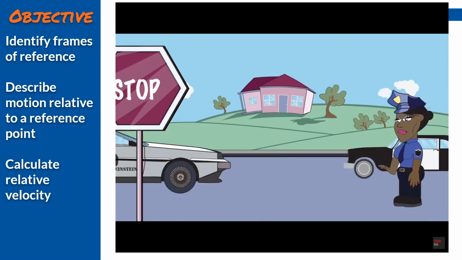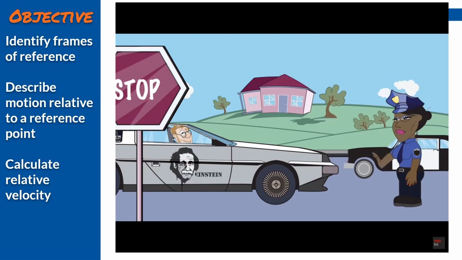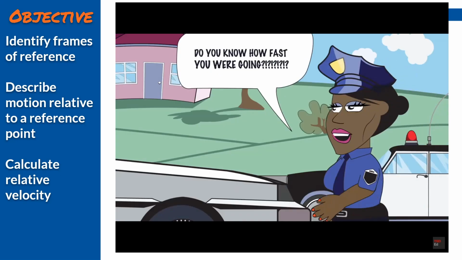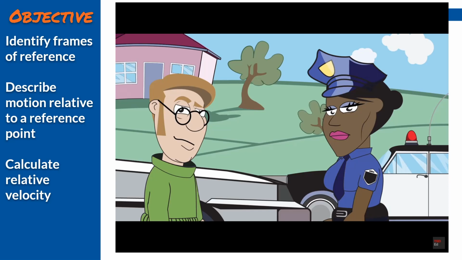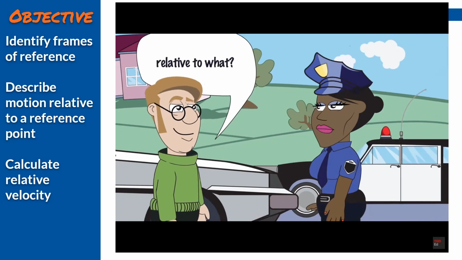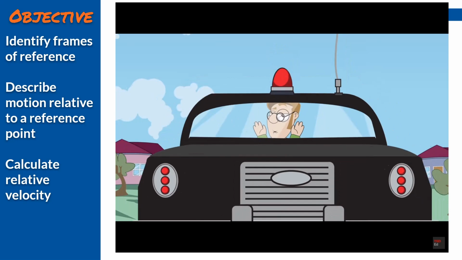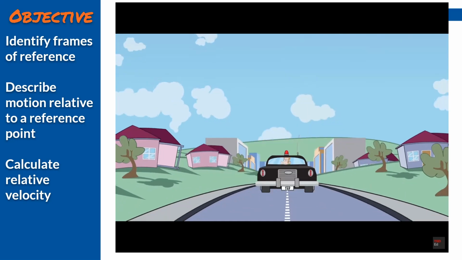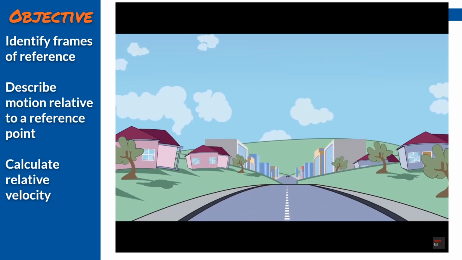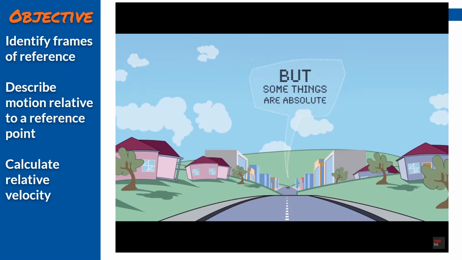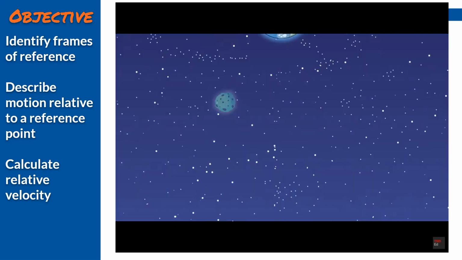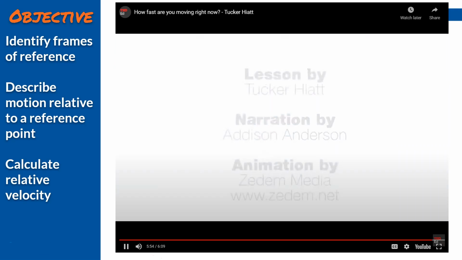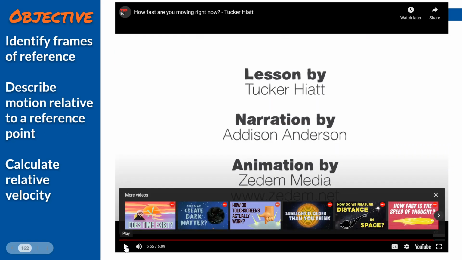If a police officer ever pulls you over for speeding and asks, "Do you know how fast you were going?" an insightful, though perhaps unwise, reply would be, "Relative to what?" And then, as you sit in the back seat of the police car and feel it accelerate toward jail, you can add, "But some things are absolute." So I would not recommend asking a police officer that question if they pull you over, or responding that way.